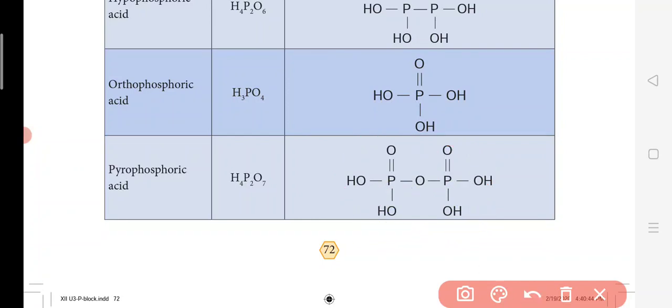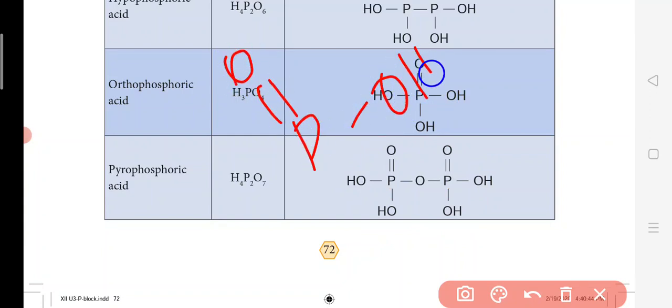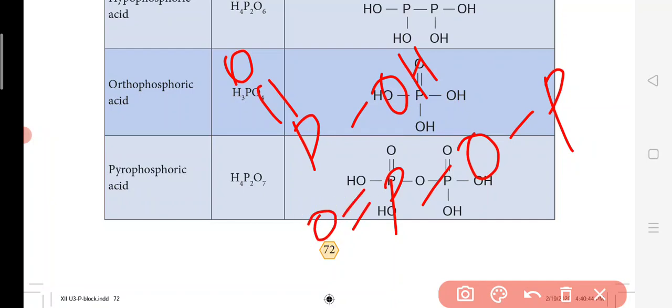This is very simple when you compare it with the oxoacids of nitrogen. One thing you have to remember is to put P double bond O and OH first, and for pyrophosphoric acid alone, the phosphorus, oxygen and phosphorus bond should be there. Remaining, as usual, for each phosphorus put double bond O and OH, and then fill in the remaining. Clear?